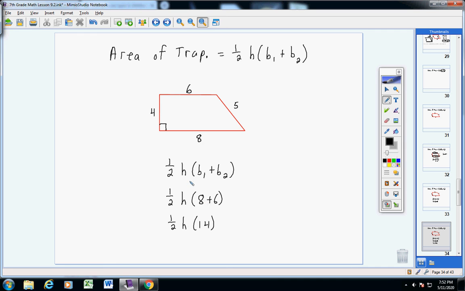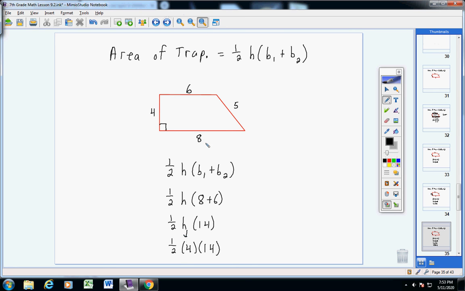Now, the height is either going to be this or this. Well, do you remember what I taught you? It has to be a length that connects the two bases. And so far, they both do that. This length here connects both bases, and this length here connects both bases. But it also has to be perpendicular to the bases. And this side here is not perpendicular. So notice this length here is perpendicular. So this is my height, and so it goes right here for the 4.